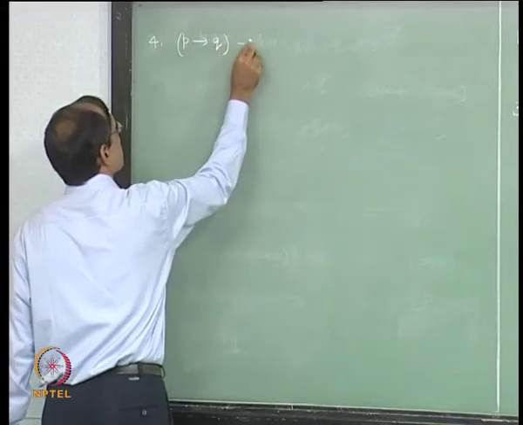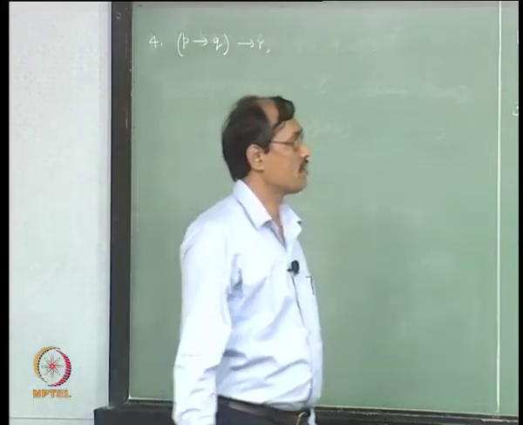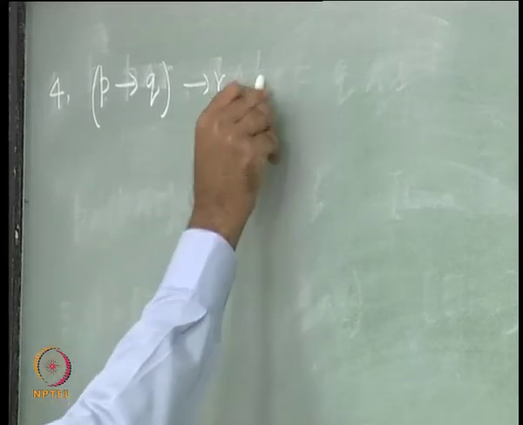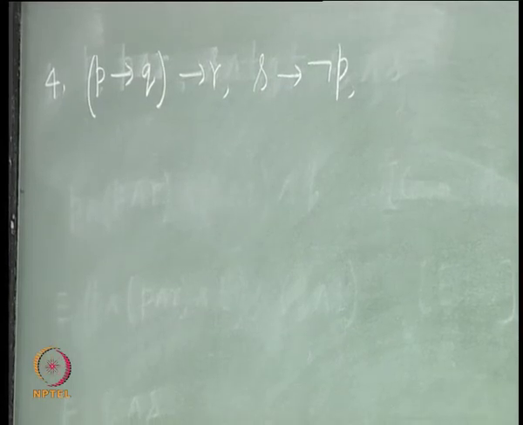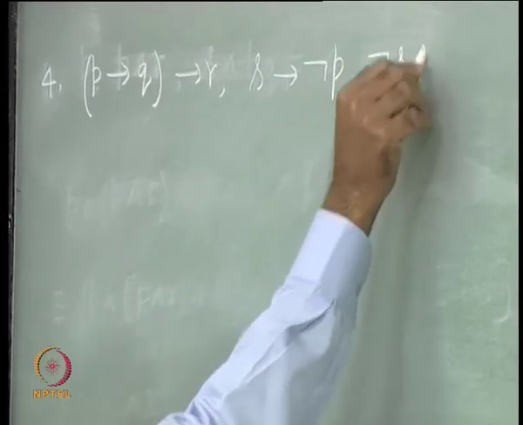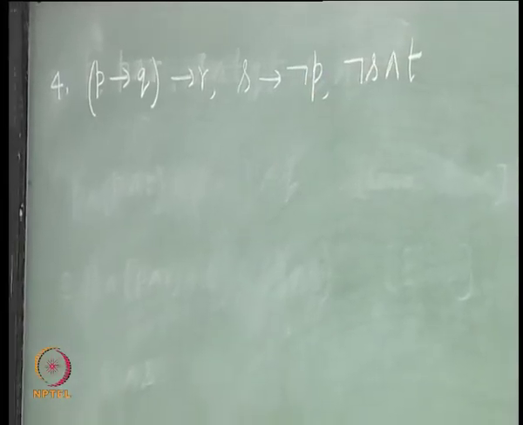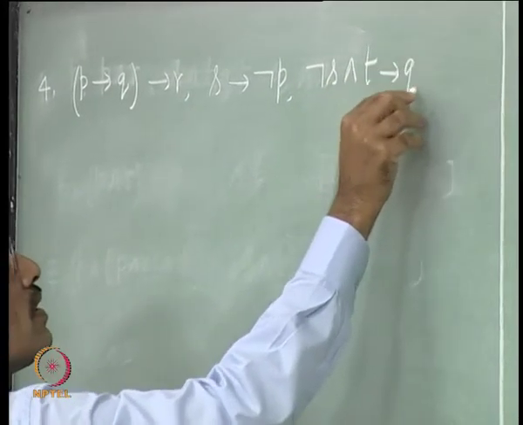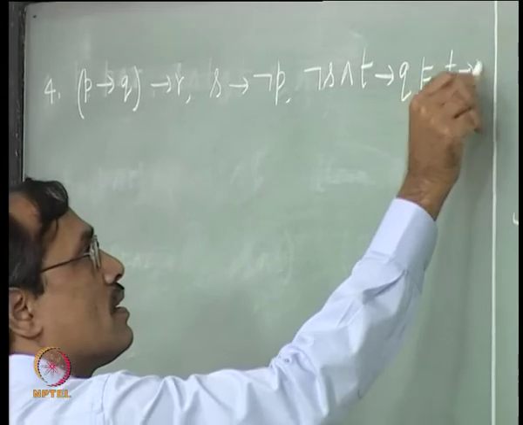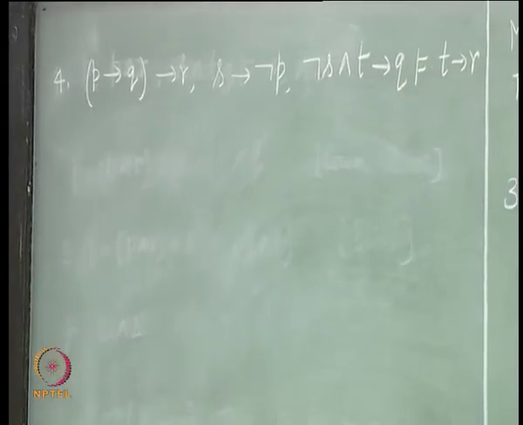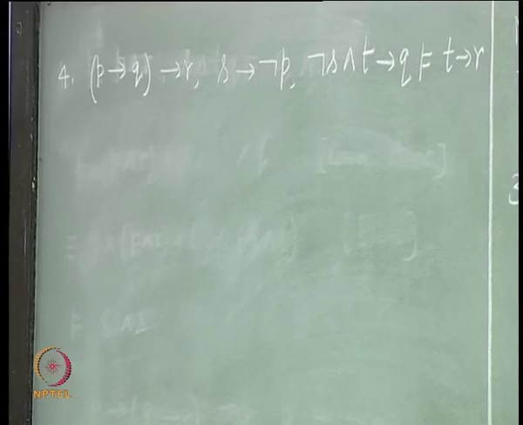P implies Q implies R. Next premise is S implies not P. Next premise is not S and T implies Q. We want to show that this entails T implies R. Any doubt? So, take a little bit of time to see how to form the strategy.